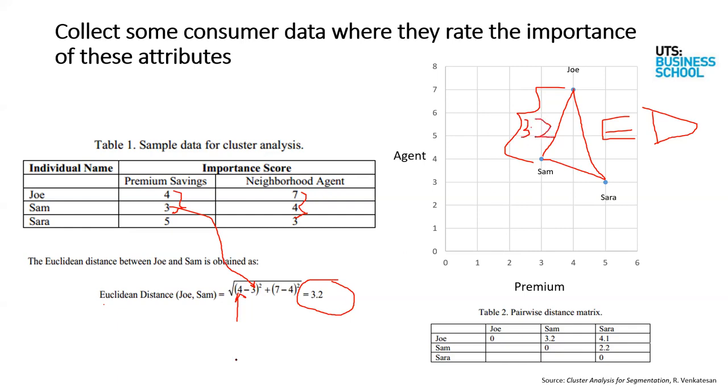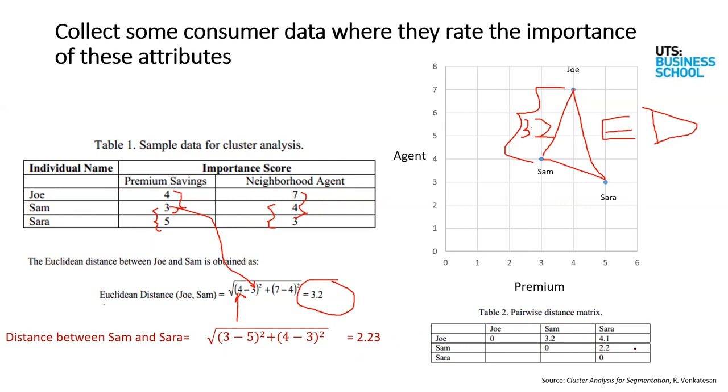Now, I want you to do a similar exercise to calculate the distance between Sam and Sarah. So you take the importance ratings of the first attribute, 3 minus 5 whole square. Then you take the importance ratings of the second attribute, that is 4 minus 3 whole square. So this is -2 squared, that is 4, and this is 1 squared, that is 1. So 4 plus 1 is 5. Take the square root, and what you get as the answer is 2.23. And this is the pairwise distance matrix that has been created after calculating these Euclidean distance scores.